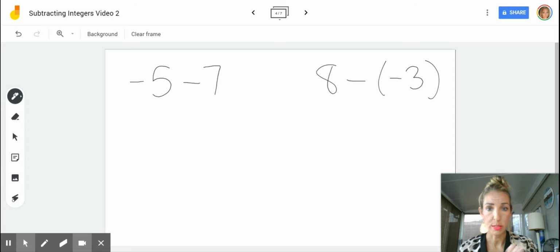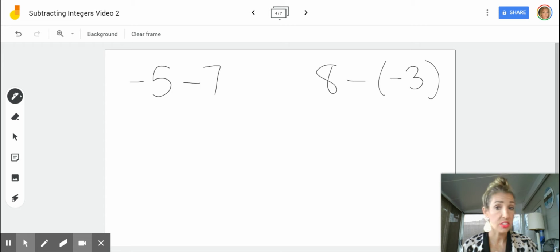Video 2, subtracting integers. So when we see subtraction, remember we can think of that as a negative. To the left, the first problem, we're going to think of that as a -5 because I see a negative sign in front of the 5. And then we're going to think of that as a -7. It's like joining a -5 and a -7 together.